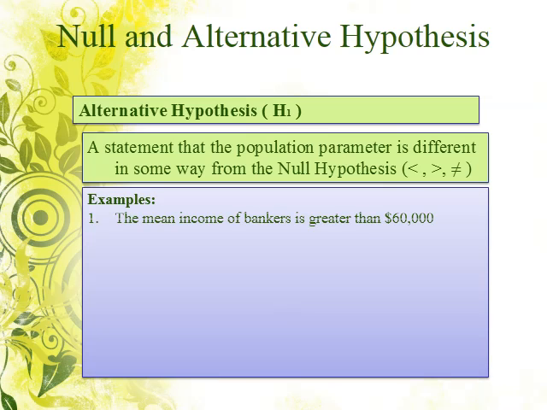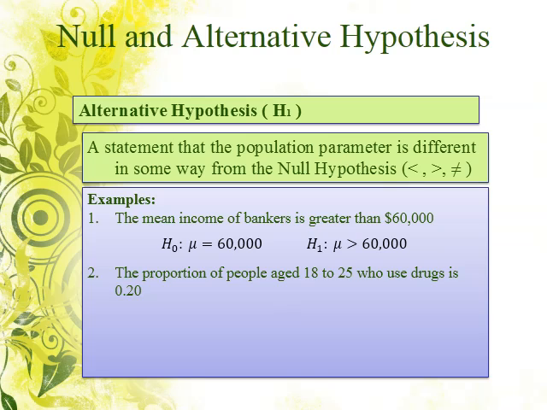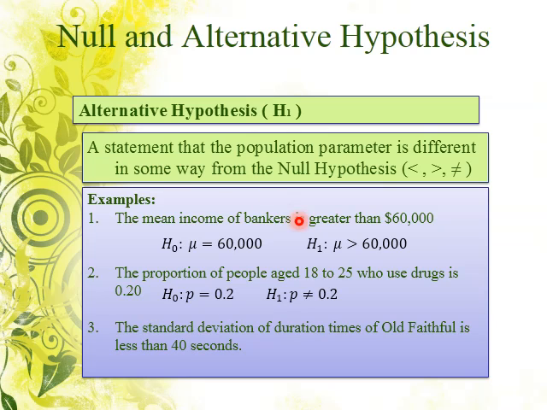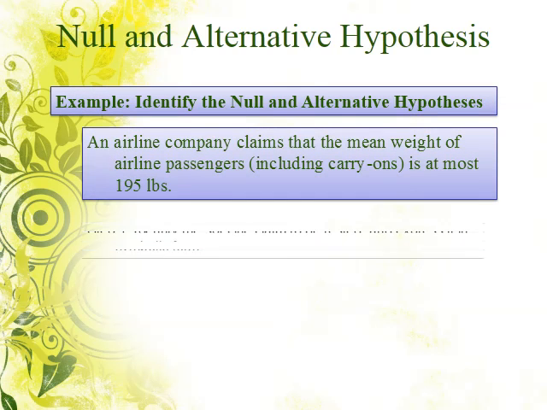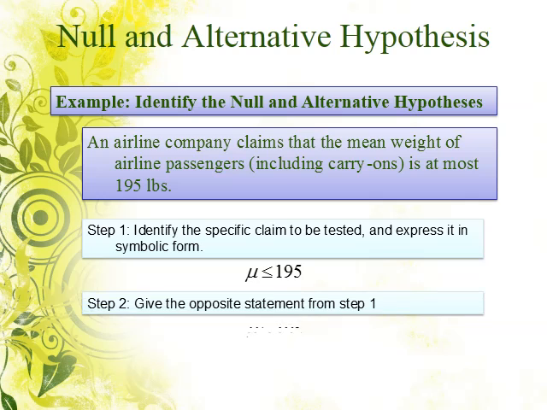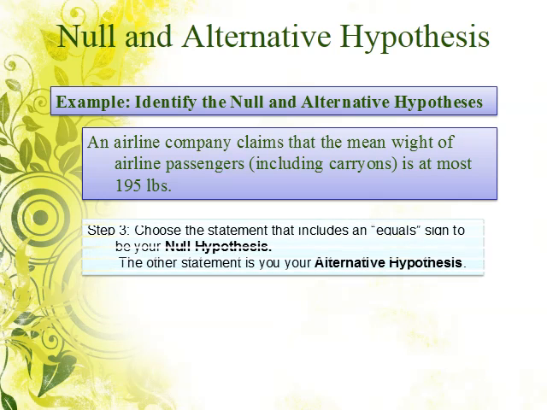The mean income of bankers is greater than 60,000. So the null hypothesis we came up with was that mu equals 60,000. The alternative hypothesis then is going to be a statement that uses the less than, greater than, or not equal to symbol. So notice our statement says the mean income of bankers is greater. Let's identify the null and alternative.